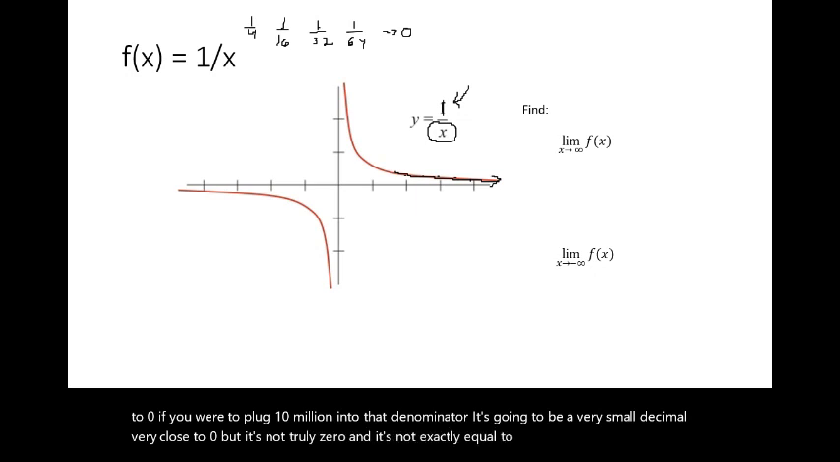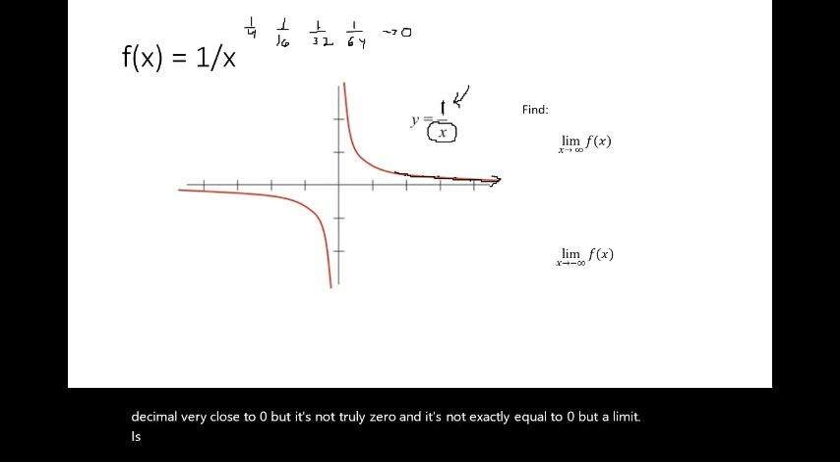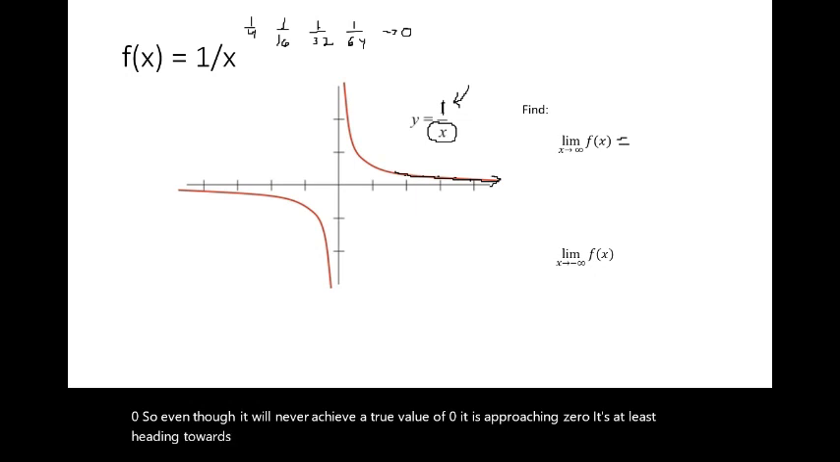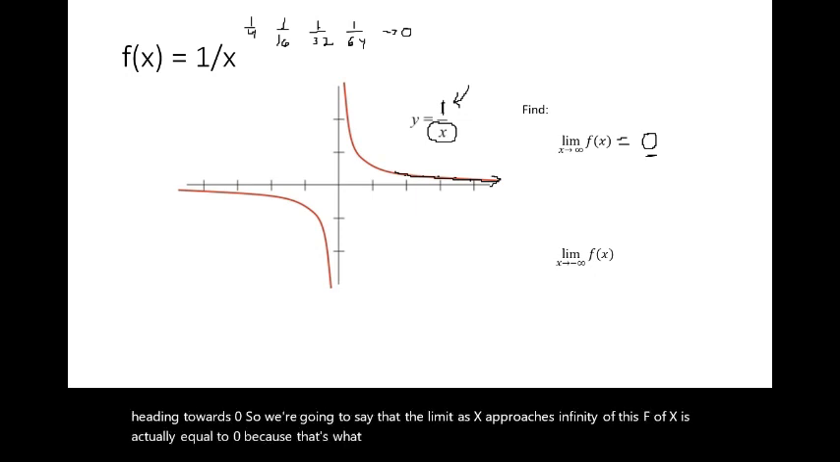But a limit is asking what a function is approaching, not necessarily that the function will ever achieve a value of 0. So even though it will never achieve a true value of 0, it is approaching 0. It's at least heading towards 0. So we're going to say that the limit as x approaches infinity of this f of x is actually equal to 0, because that's what the y-coordinates are getting closer to, and that's what limits care about.